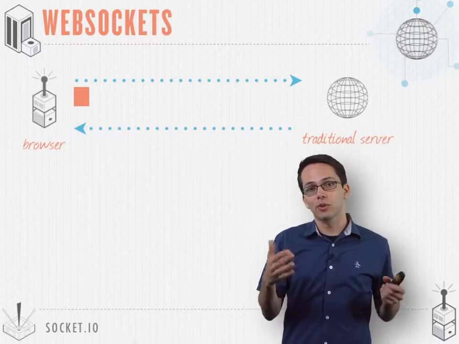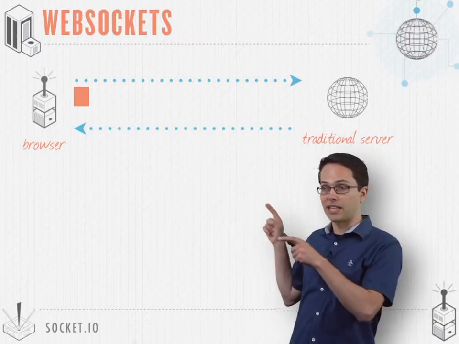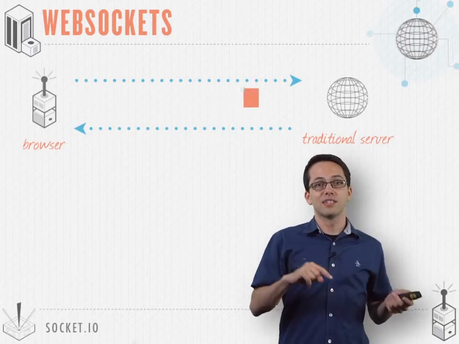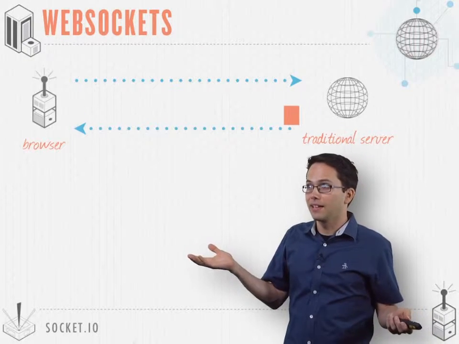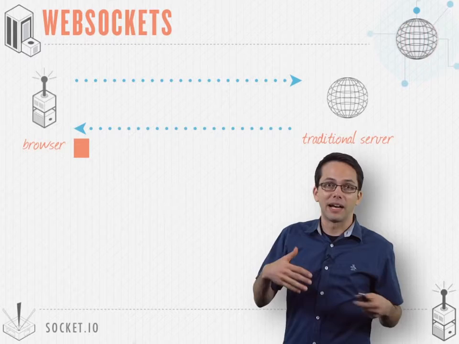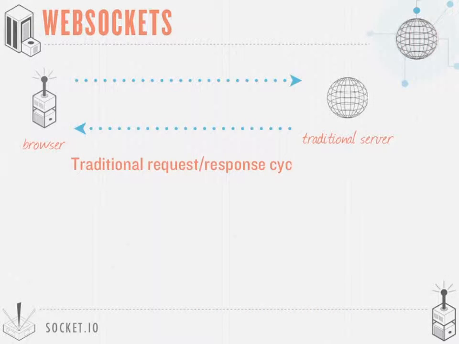Traditionally, a browser's request and response cycle looks something like this, where the browser sends a request to the server, waits around for it to get back, and then whenever it gets back, it then renders on to the page.